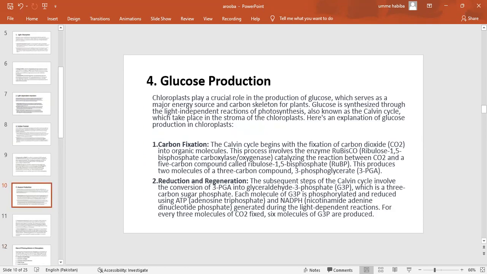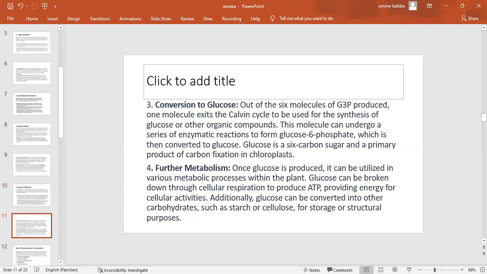Now we can discuss the glucose production. Chloroplasts play a critical role in the production of glucose, which serves as a major energy source and carbon skeleton for plants. Glucose is synthesized through the light-independent reactions of photosynthesis, also known as the Calvin cycle, which take place in the stroma of the chloroplast. Here is an overview of glucose production in chloroplast: carbon fixation, reduction, regeneration, converting to glucose, and further metabolism.